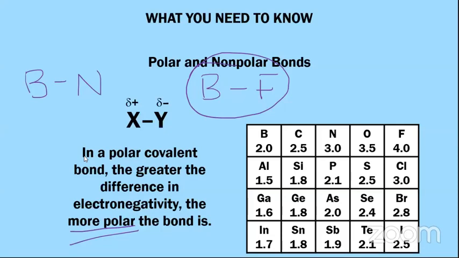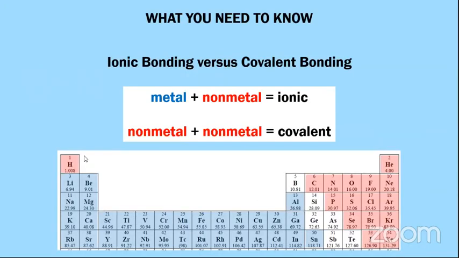Now, this next slide has to do with a general thing that most students learn with respect to bonding, that for a typical binary compound that contains two elements, the metal and the nonmetal, when they bond together, they tend to form an ionic bond, and that when two nonmetals bond together, they form a covalent bond.